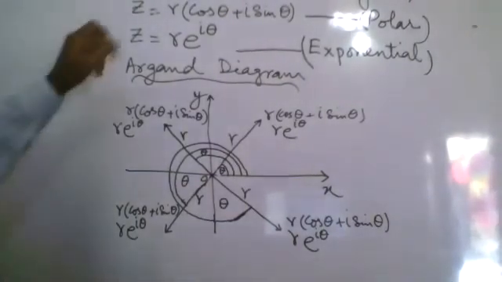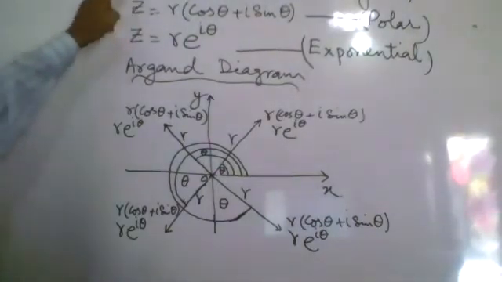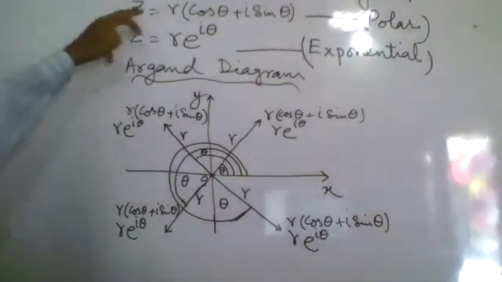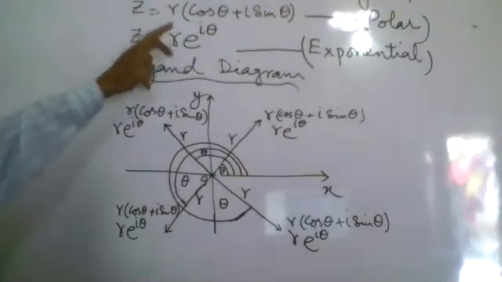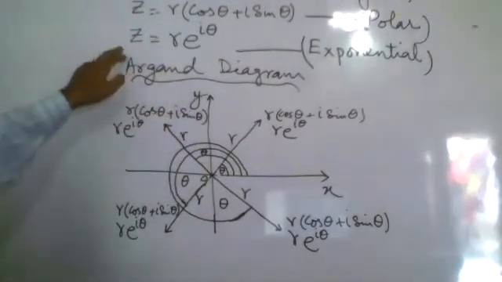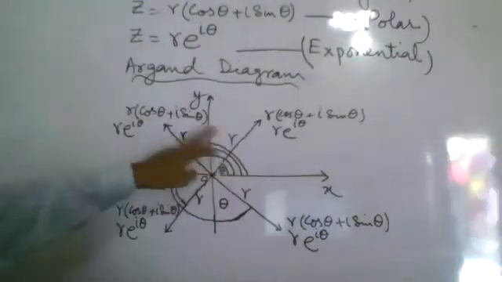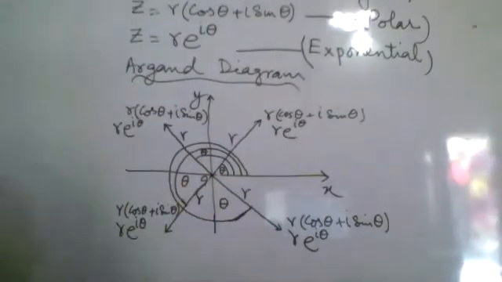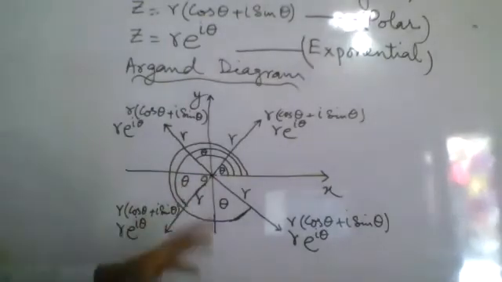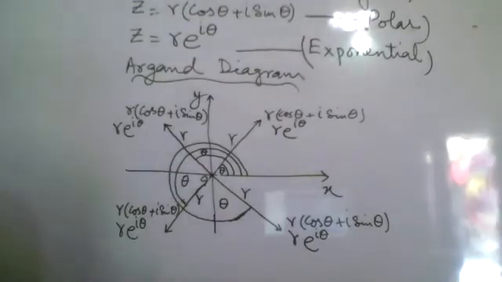So if you are given the complex number in polar form, you will draw in this way. If you are given in exponential form, you will draw in this way. The method to draw both forms is the same, for the polar form as well as for the exponential form.